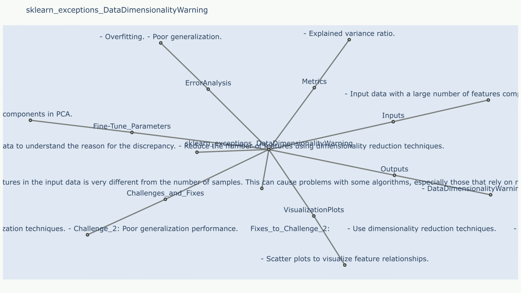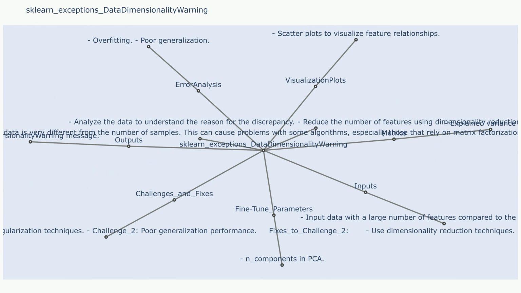Challenge 3: data transformation issues. Sample use case: your data is not scaled or normalized, and this disrupts the model's assumptions. Fixes to challenge 3. Data scaling: use methods like min-max scaler or standard scaler to bring features to a similar scale. Data normalization: apply techniques like Z-score normalization or quantile normalization to adjust the distribution of features.